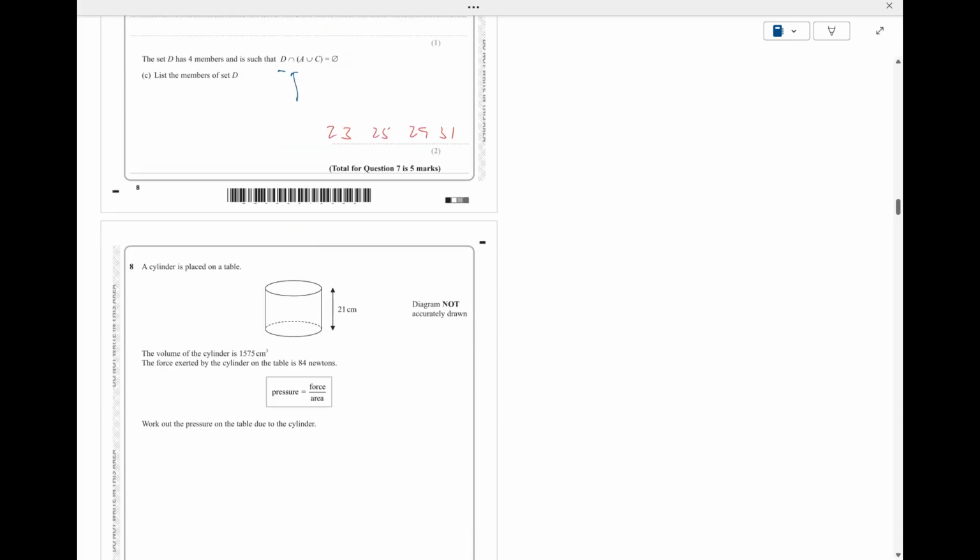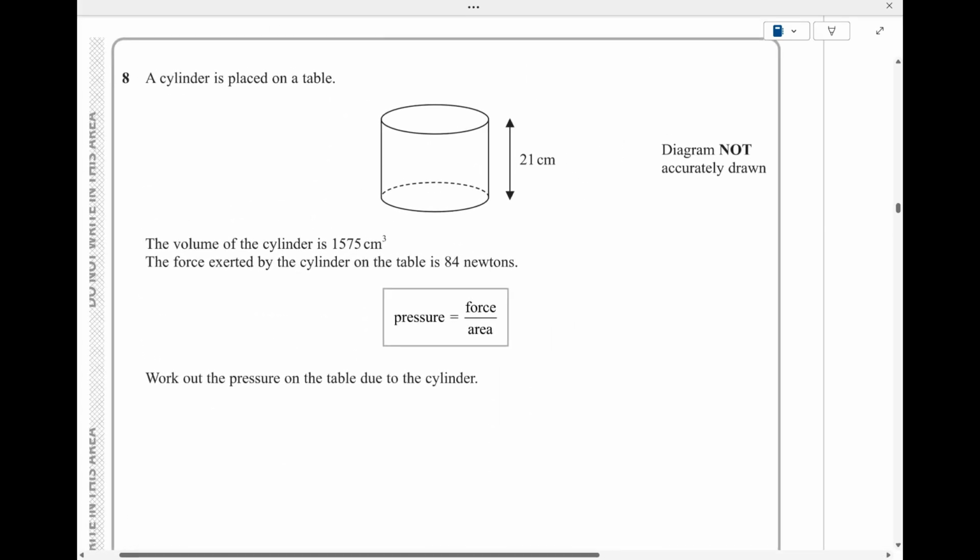Let's move on to question 8. A cylinder is placed on a table. The volume of the cylinder is that, and the force exerted by the cylinder is 84 newtons. So work out the pressure. Right, well, to work out the pressure, we know the force. Pressure is the force, 84, divided by the area. So we're going to need to know the area, aren't we? Probably clearer if I draw the area on the bottom, isn't it? Because that's the bit that's on the table.